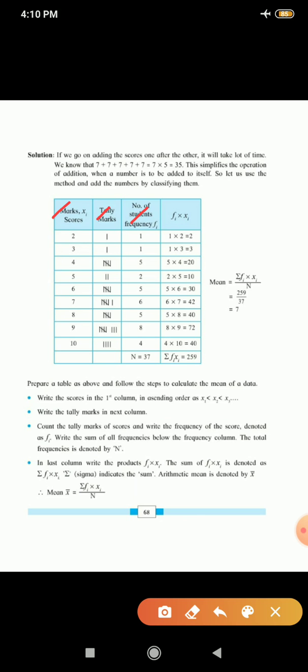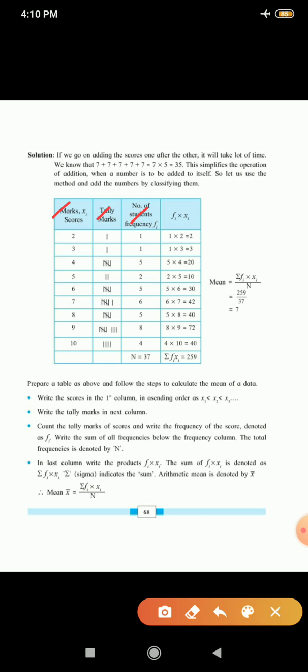So your score 4 is occurring 5 times. So this tally marks number you will write here. So 5 times. 5 score is occurring twice. 6 score 5 times. 7 score is occurring 6 times. 8 score is occurring 5 times. 9 score is occurring 8 times. 10 score is occurring 4 times.